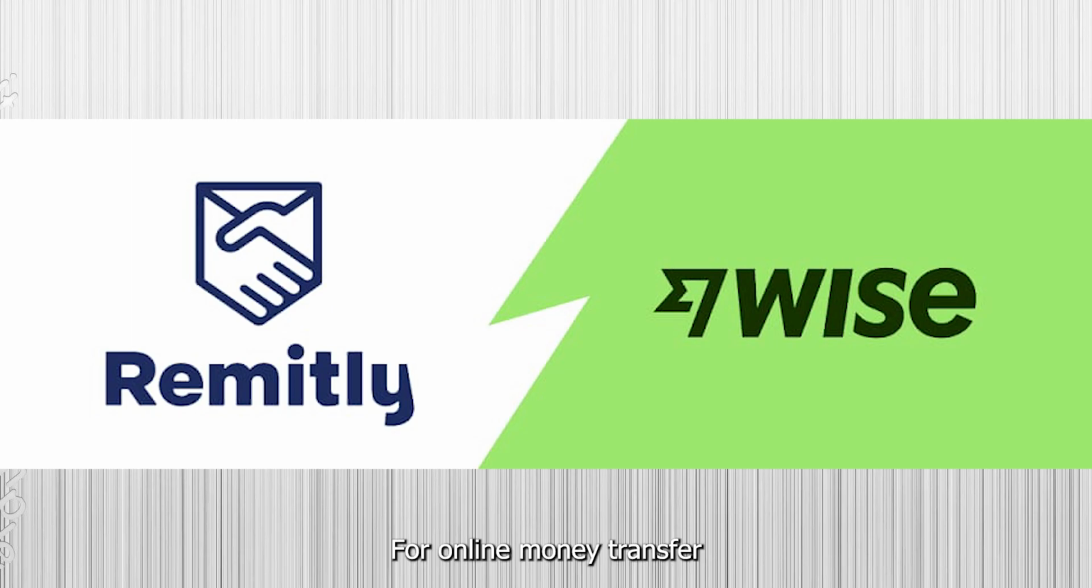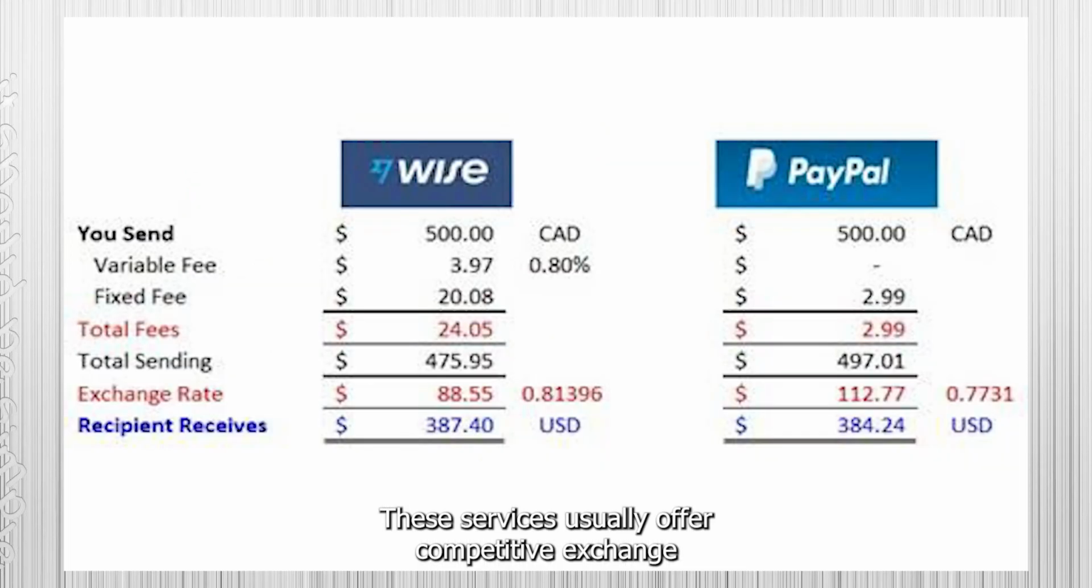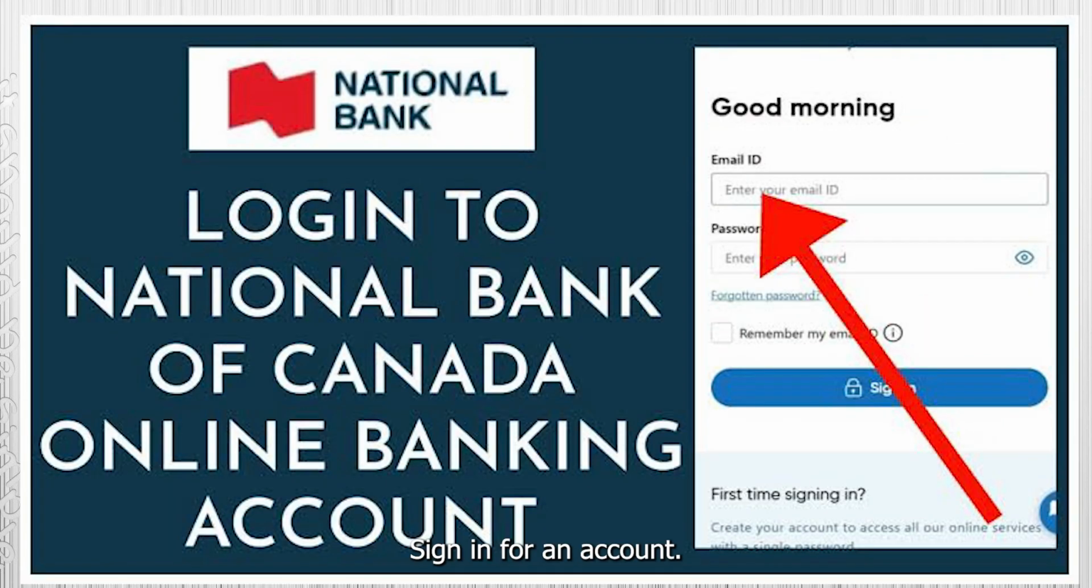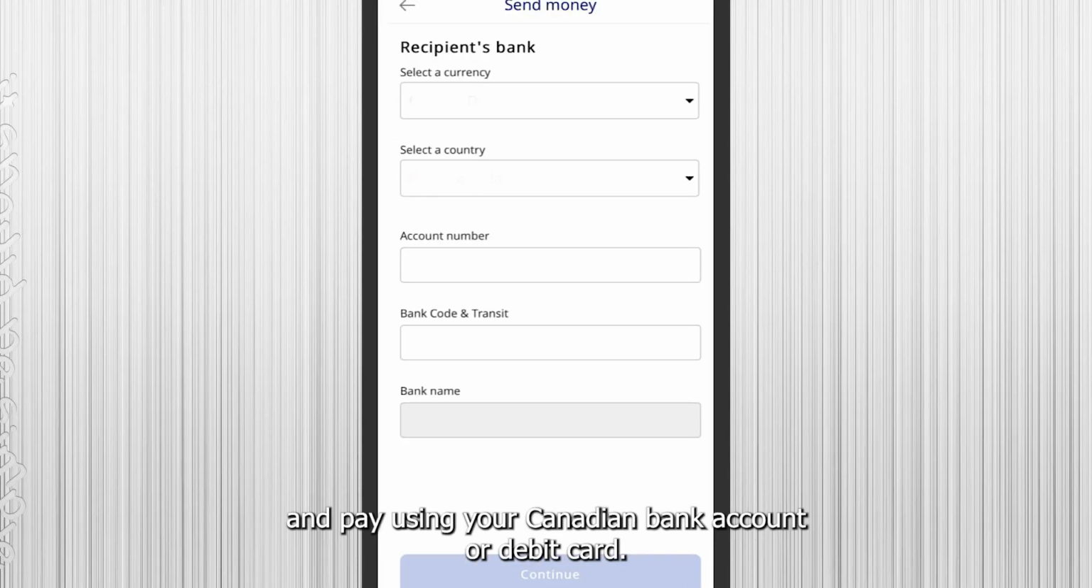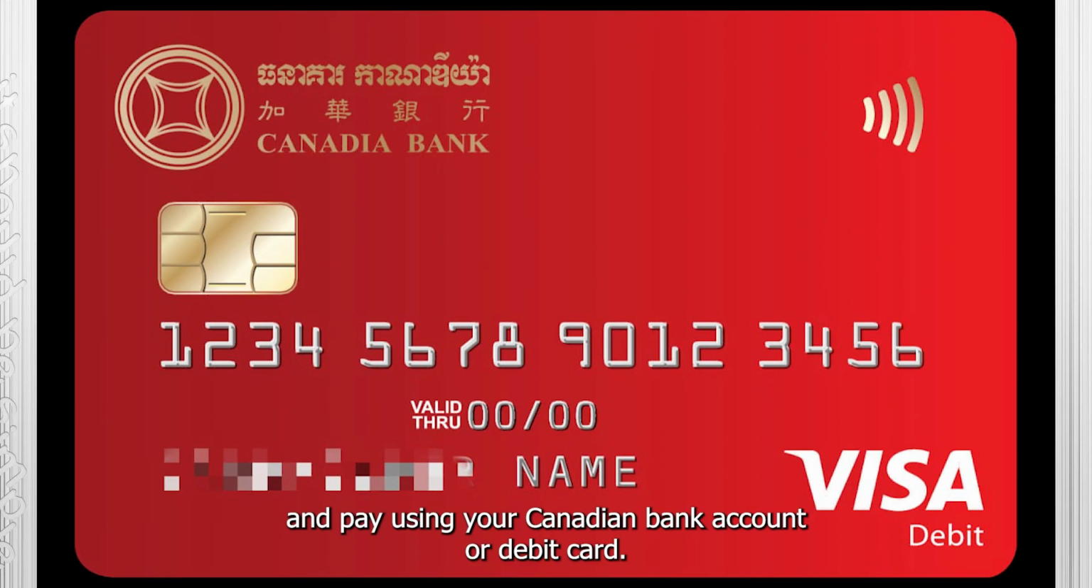For online money transfer, consider using platforms like Wise, PayPal, or Remitly. These services usually offer competitive exchange rates and lower fees compared to traditional banks. Sign up for an account, enter the amount you want to send, provide the recipient's bank details, and pay using your Canadian bank account or debit card.